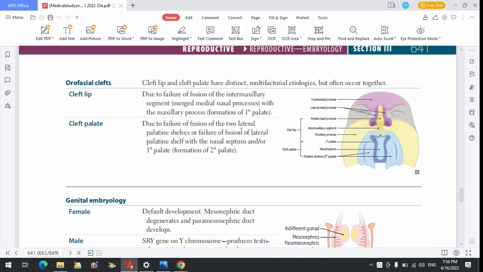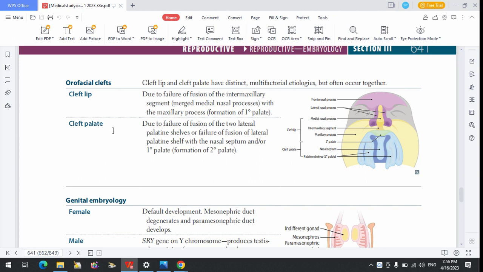So if you have problems with merging of the medial nasal processes with the maxillary processes to form the primary palate, you have problem with the lips. Keep that like that. The next thing is to look at the problem of cleft palate.